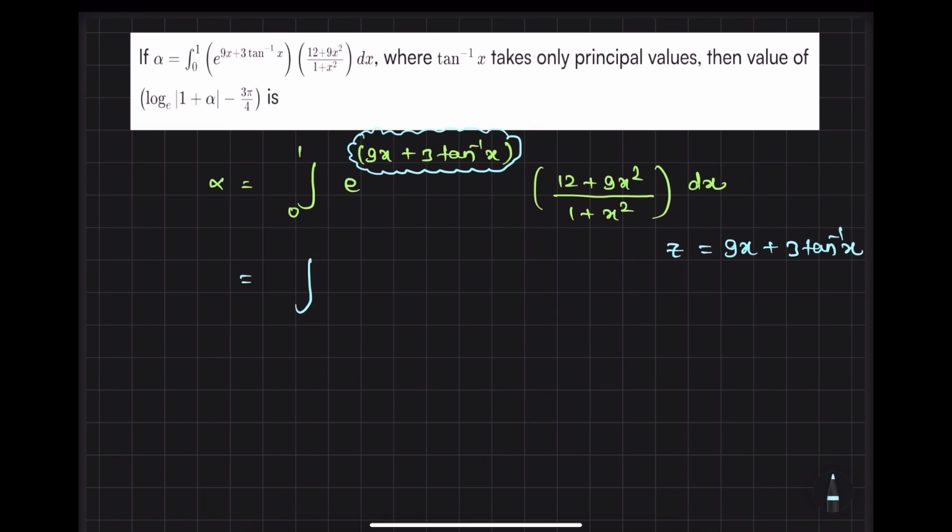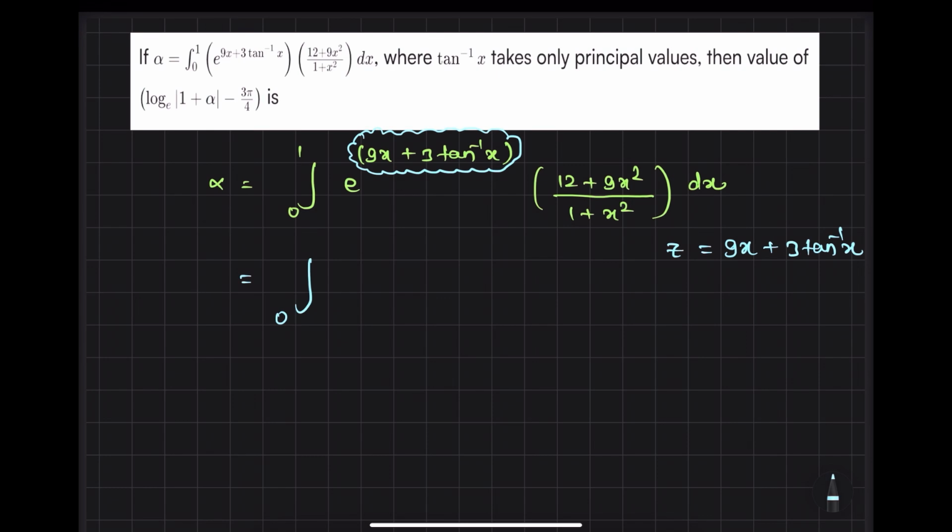Correct? So if you observe, from 0 to 1 your function is continuous. Tan inverse function is continuous everywhere, and x is also continuous everywhere. Now look at this. If you take something as z, your limit will change. So if x is 0, what will be the lower limit? 9 times 0, tan inverse 0 is 0, 0 times 3 is 0. So the lower limit becomes 0.